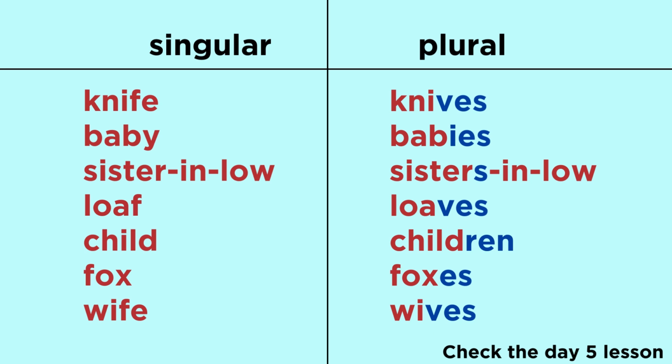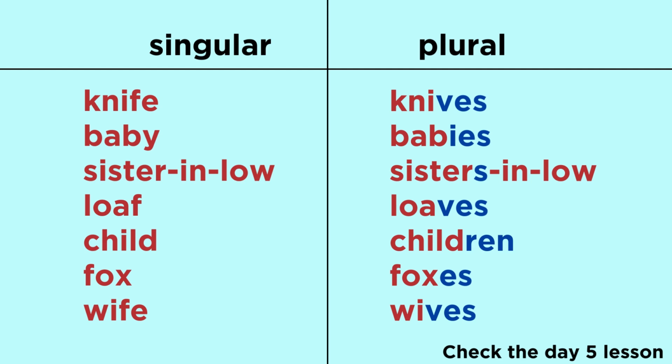Sisters-in-law. Next one is loaf. What is the last letter of this? F. So we should remove F and add VES. Loaves. Loaf, loaves.